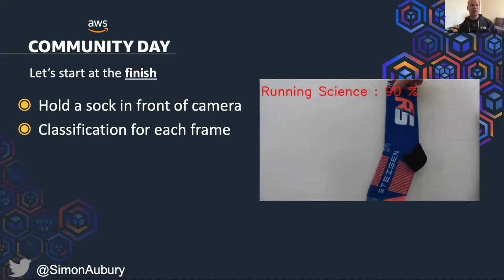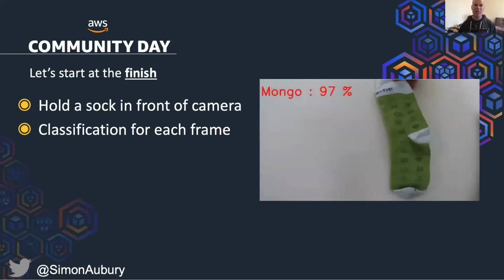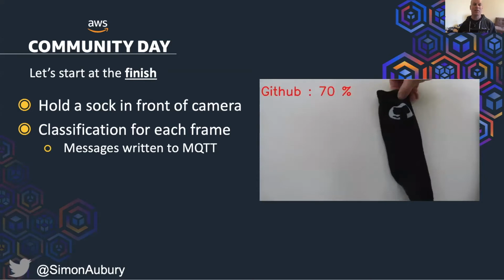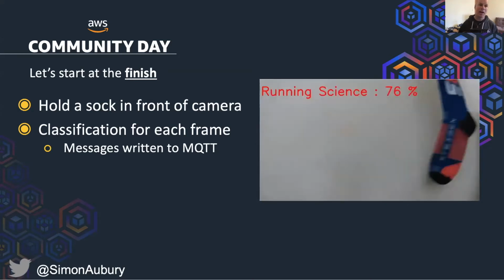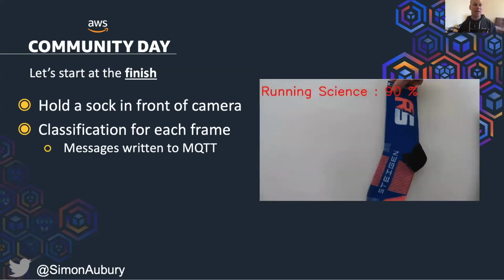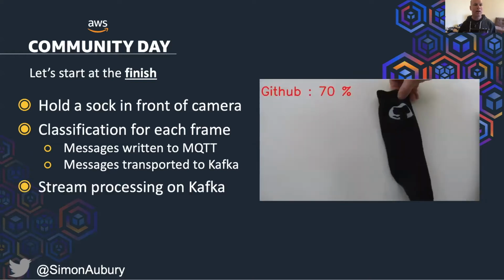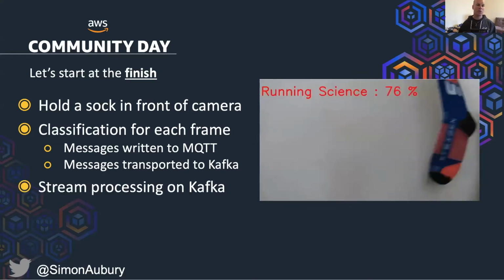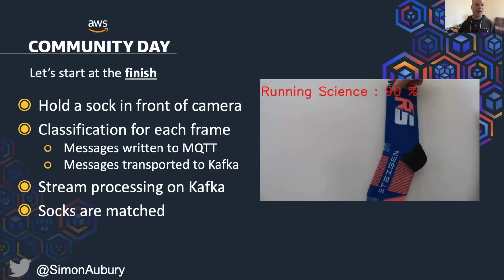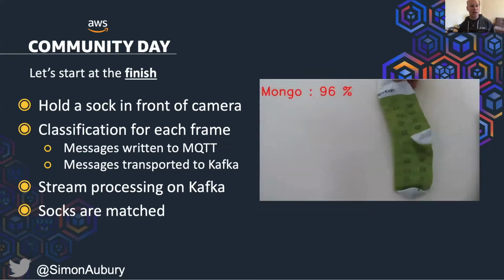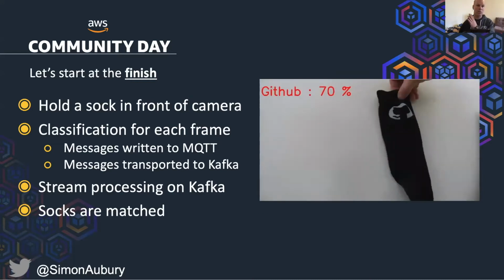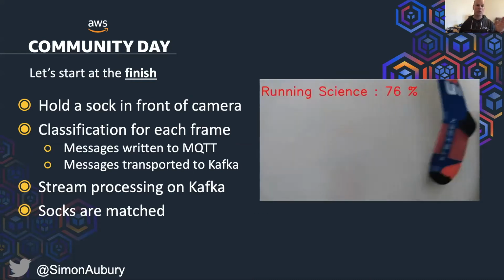A classification algorithm is running on every single frame that it identifies. Once a classification has been made, that message is written to an MQTT endpoint. Those messages are then put onto a Kafka stream, and I'm then going to perform a level of stream processing on Kafka. That stream processing is both to clean up those messages, collapse down the multiple messages, and ultimately find where there's been a matched sock within the stream.